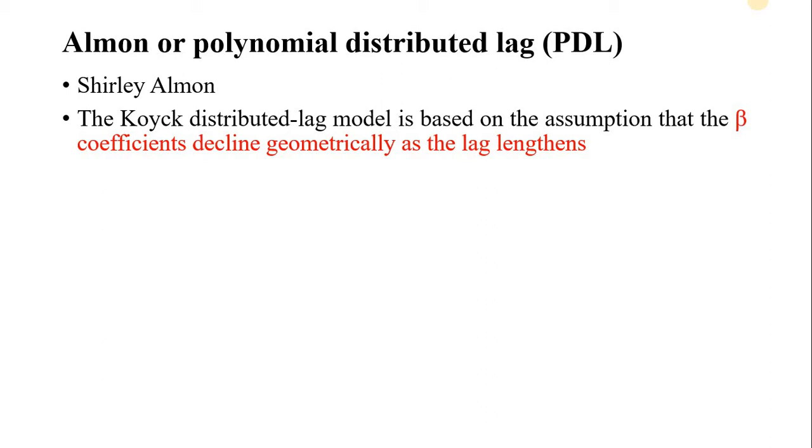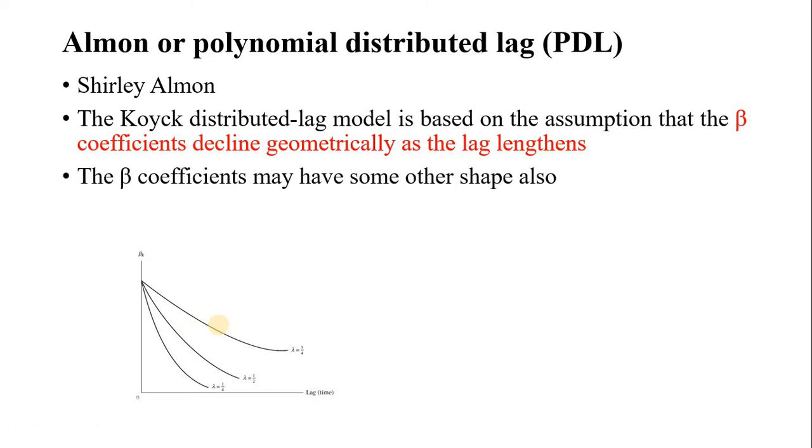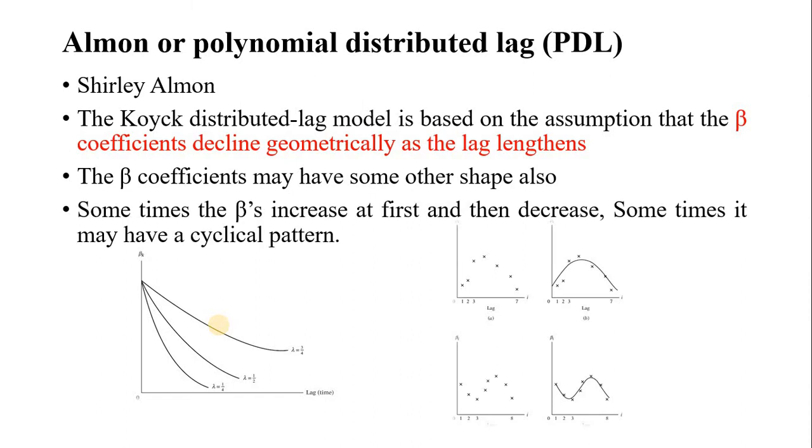But these assumptions may not be valid if you take some real economic data. If you take that many lagged values and check the result, you can see that all the betas will not have the same sign and they will not decline geometrically. These are the assumptions made by Koyck: first, the same sign; second, they decline in a geometric progression. But sometimes they decline in a reverse U-shape. The beta value may first increase and then decrease, or sometimes it may have a cyclical pattern.